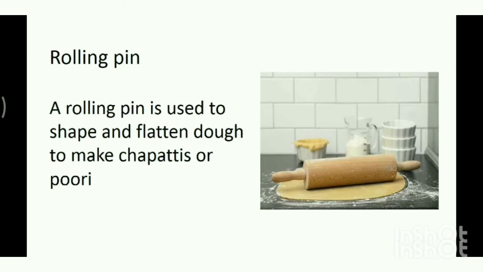Now, can you name the picture in this? This is what, children? Can anybody tell me what is the name of the object you see in this picture? It is called a rolling pin. What is a rolling pin used for, children? Yes, a rolling pin is used to shape and flatten dough to make chapatis or puris.